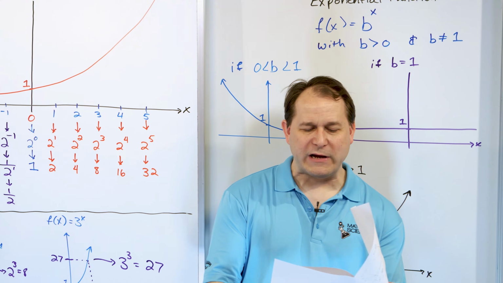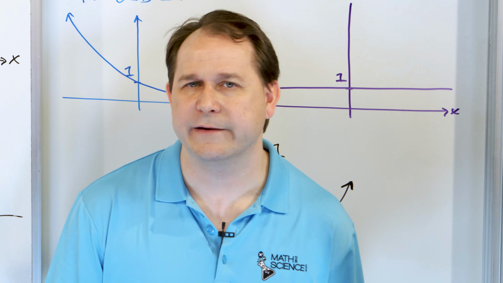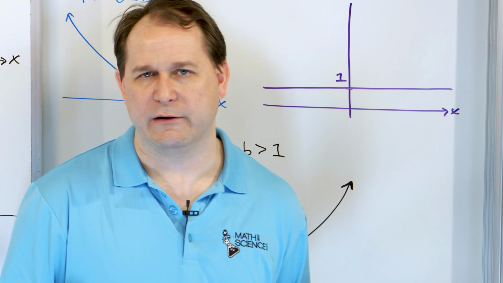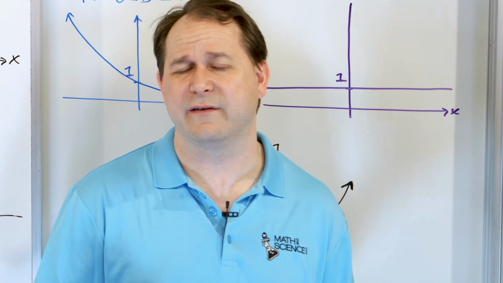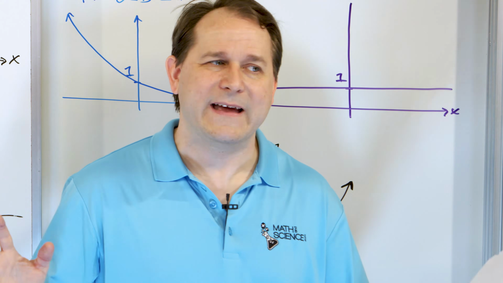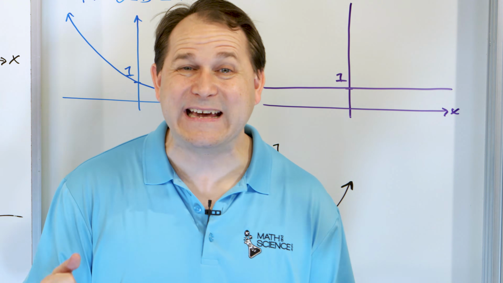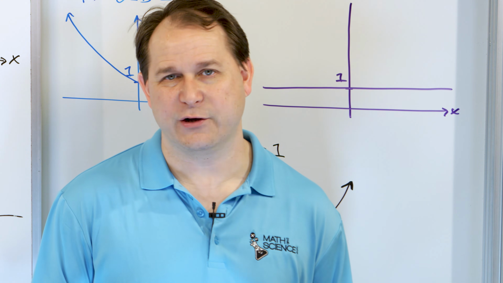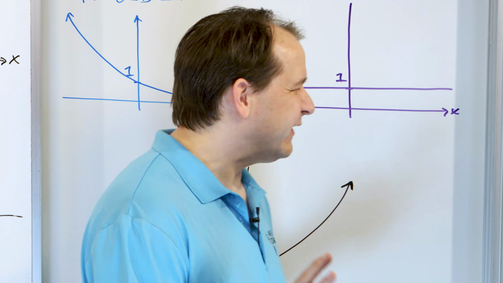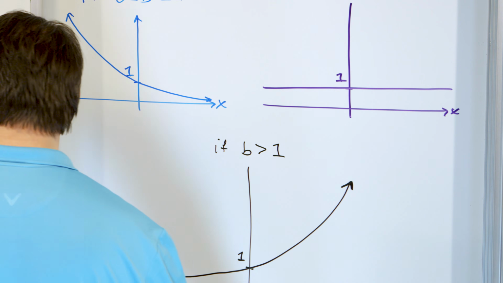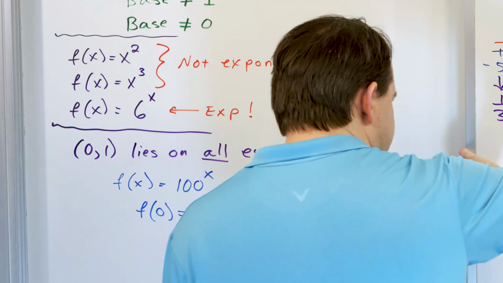Now, the one point of curiosity that most people have is what happens if the base is negative? We said the base has to be bigger than 0. We understand 0 to the power of whatever is not going to be an exponential function, but we said it has to be bigger than 0, and it has to not be 1. That all makes total sense. What happens if we put a negative value for the base into this equation? The answer is it's not an exponential function, and I want to tell you why it's not an exponential function.